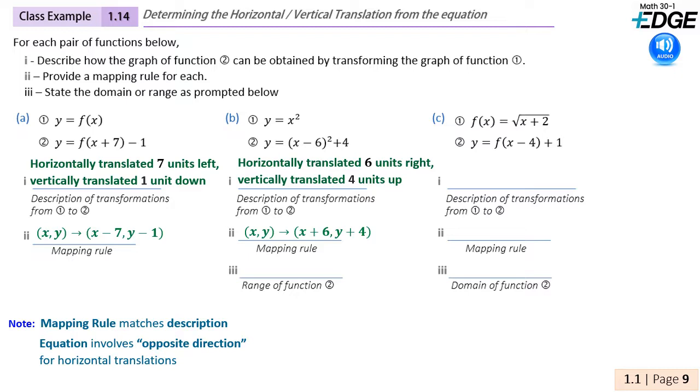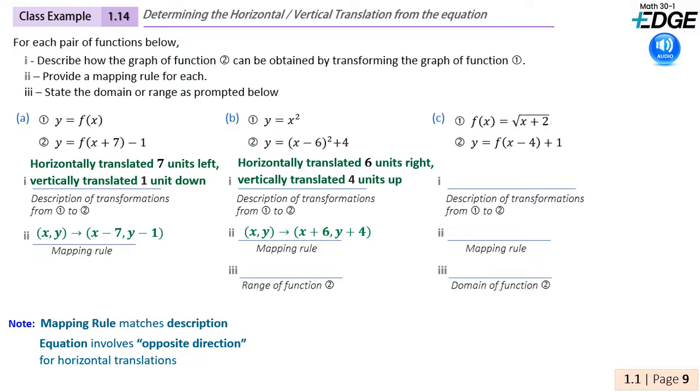In part B, we are given a known function of y equals x squared. The transformed version is y equals (x minus 6) squared plus 4. Because we see a binomial of x minus 6, we can say that we move 6 units to the right, and the plus 4 means 4 units up.